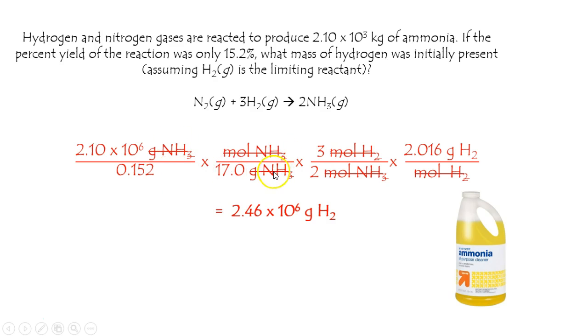And 17 grams of ammonia is a mole. Every 2 moles of ammonia, you must have started with 3 moles of hydrogen. That's why we go through the mole-to-mole conversion. And the hydrogen has a mass of only 2 grams per mole. And this shows you that they must have started with 2.46 times 10 to the 6th grams of hydrogen and then only got a 15% yield when they actually did the reaction to make that much ammonia.